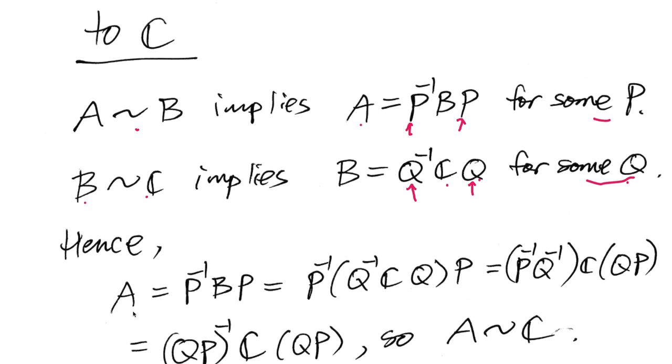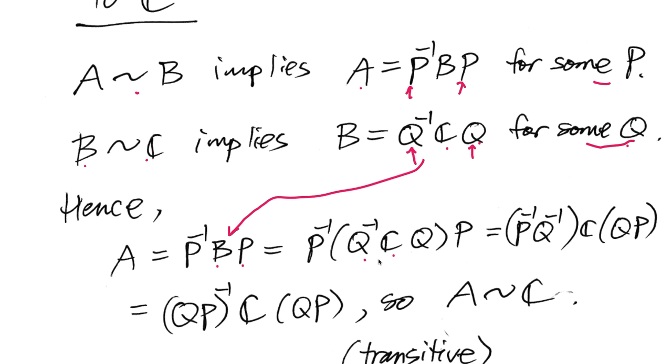Now, A is P inverse times B times P, which is P inverse times what? Q inverse C Q, and then I've got my P again. Again, I just substituted for B here. I just put in that formulation for B. That's all I did. And then we're going to use the magic of the associative property. So I've got C sitting right here in the middle, and I've used parentheses to combine these two: P inverse Q inverse, and then C times QP.